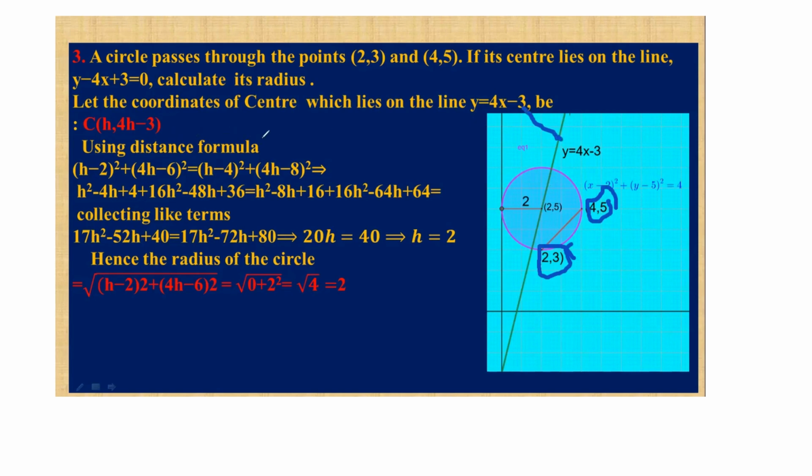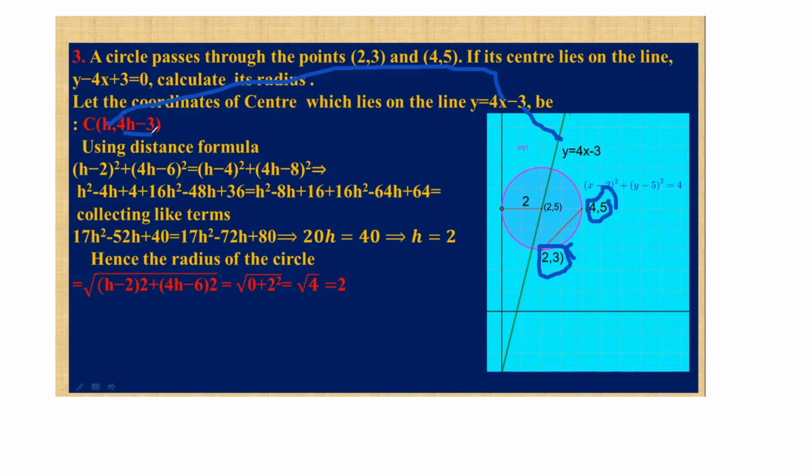The coordinate of the center lies on the line y equals 4x minus 3, so it is (h, 4h minus 3). Here h is the first coordinate. When you substitute the value of x, you get the second coordinate, which is 4h minus 3. This is the center of the circle.